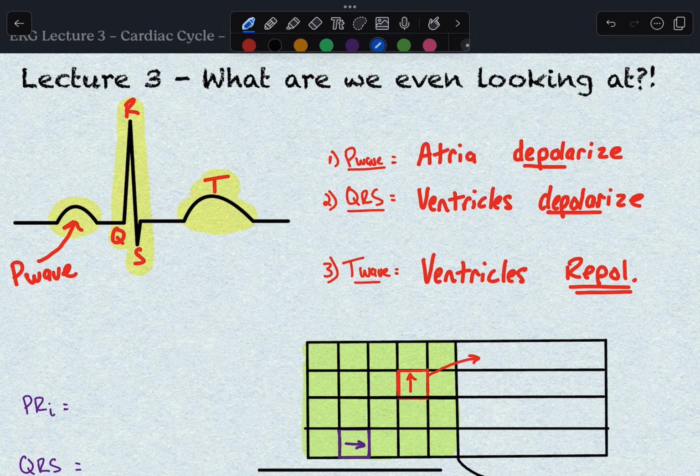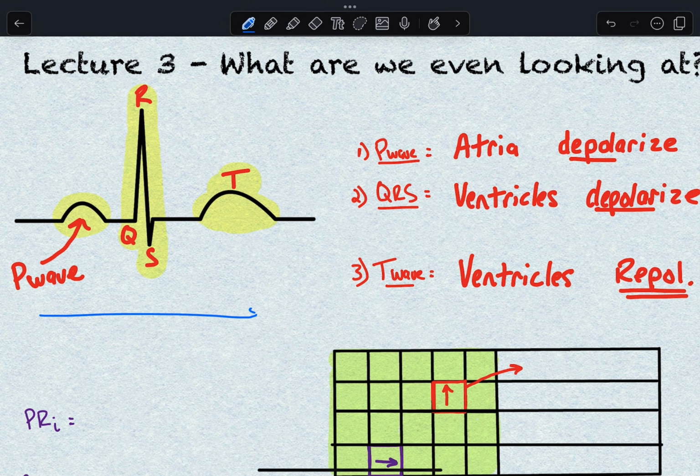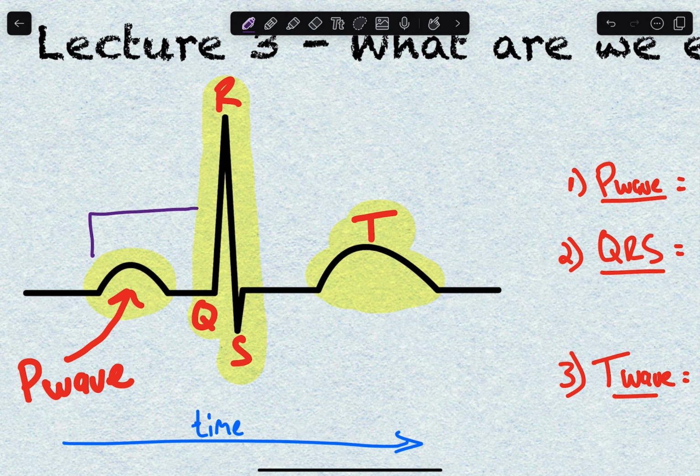The EKG is a display of time on the x-axis, usually set at a standard speed of 25 millimeters per second. The other important parts of the EKG are the intervals. There is a PR interval, a QRS complex duration, and a QT interval. The PR interval is measured from the beginning of the P wave to the Q wave. Unfortunately, it's not the R wave.